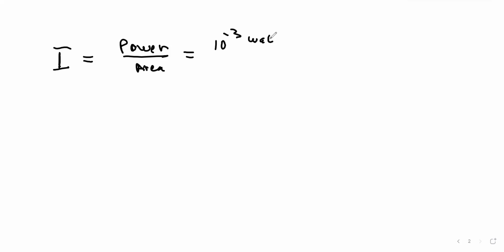So let's say you have an intensity of sound. It's power. There you go. Power divided by area. And let's say that the intensity has a power of 10 to the minus 3 watts, and the area is 1 meter square. So the formula to measure the sound is this one.